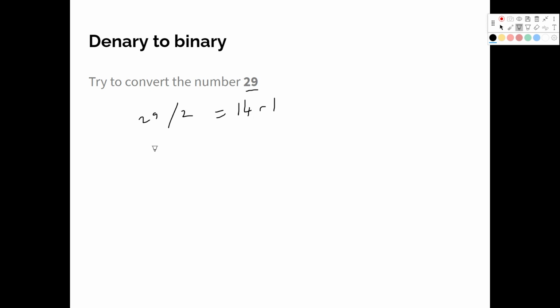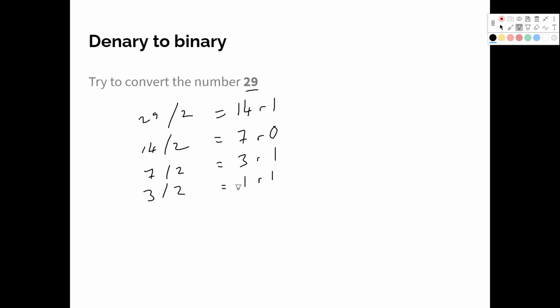Now we've got 14. 14 is the number we're dividing by. 14 divided by 2. Now that is 7. How many remainders? 0. It divides evenly in half. So 7 remainder 0. We've now got 7. 7 is the number that we divide by 2. That is 3 remainder 1. Excellent. And 3 is our new target. 3 divided by 2 is going to be 1 remainder 1.